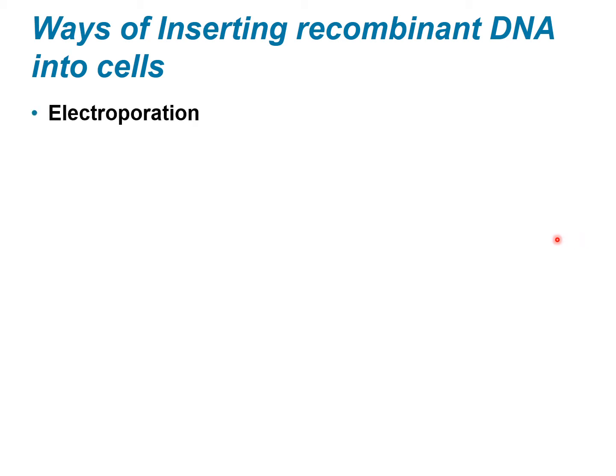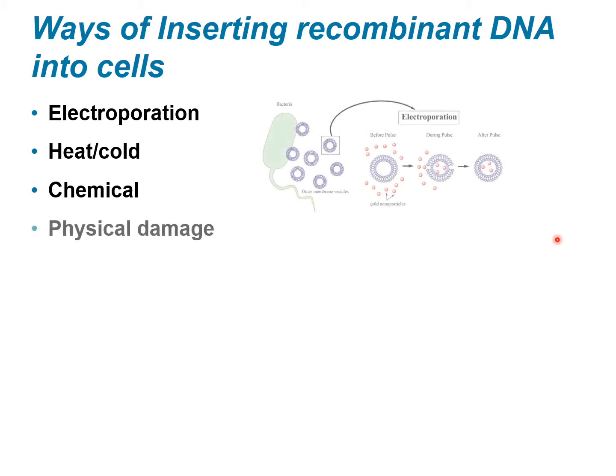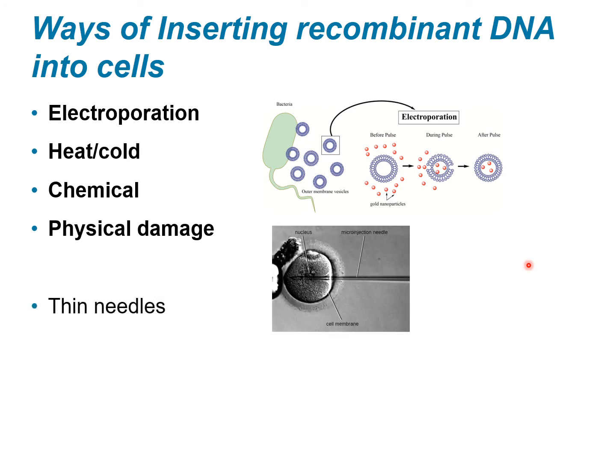Ultimately, the main ways are to create holes in the membrane, and this can be done by an electrical pulse. It could be done by heat and/or cold, chemical methods, and ultimately physical damage by shaking them up with beads. This shows electroporation, but ultimately what you want to do is create holes in the membrane so that the plasmid, or in this case gold nanoparticles, are taken up by the cells.